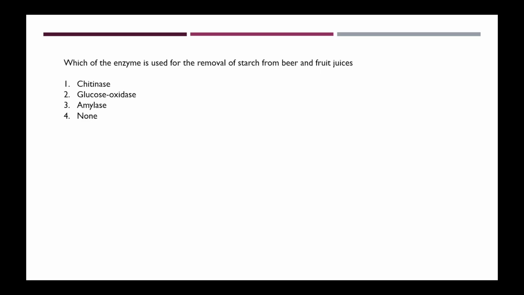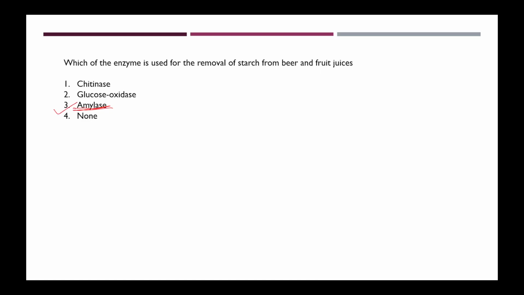We'll see the next question. Which of the enzyme is used for the removal of starch from beer and fruit juices? Nowadays, ma'am, it is very much like cut of starch. So for that, many industries are using different enzymes. Which one, ma'am? I think amylase, ma'am. Yeah, amylase.